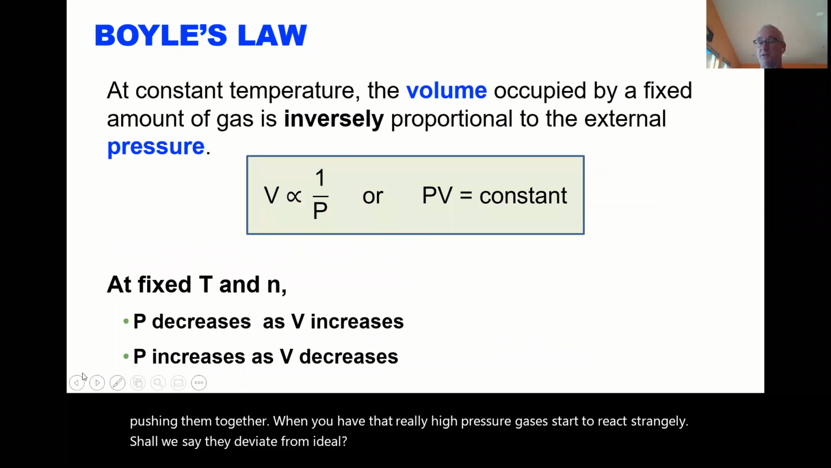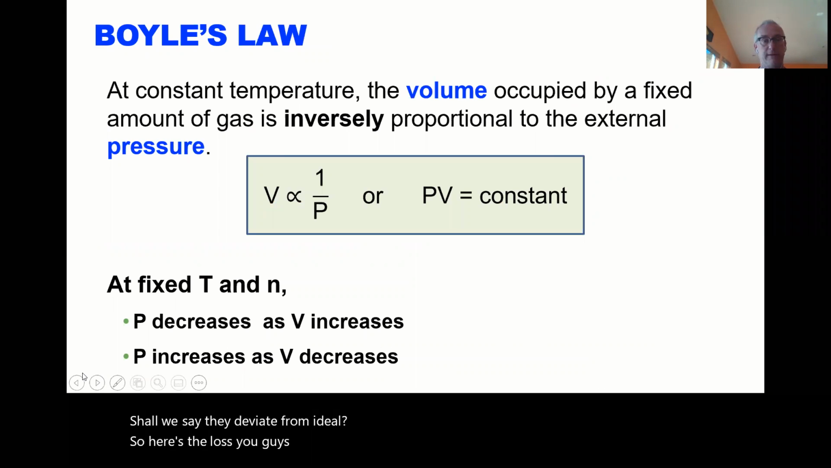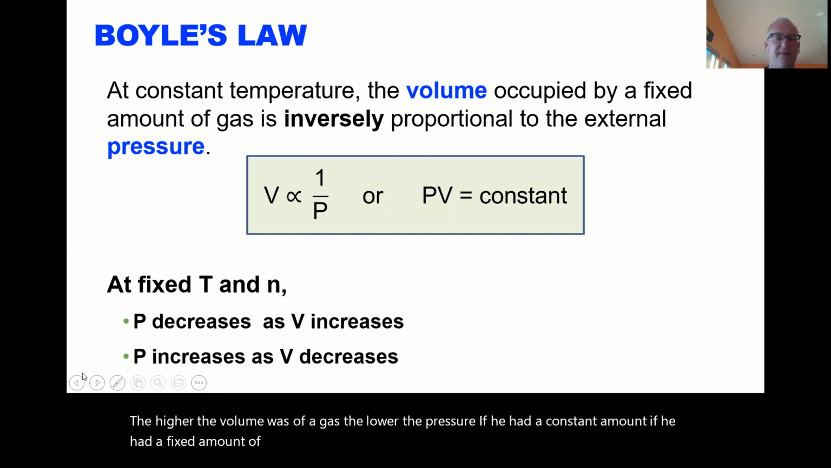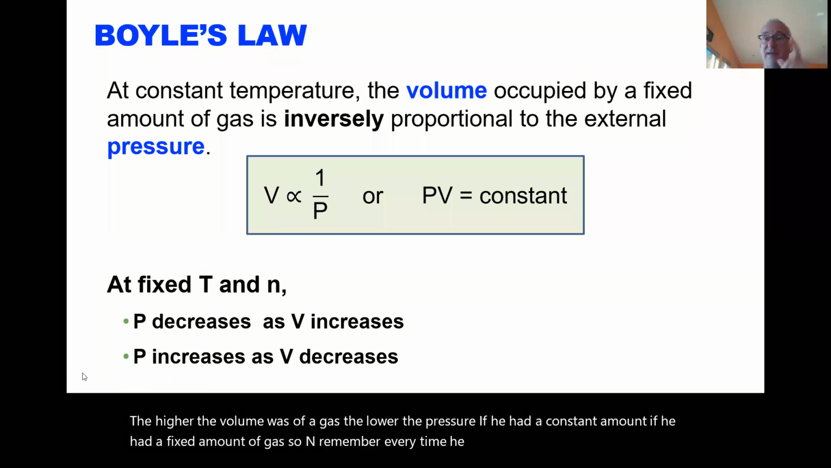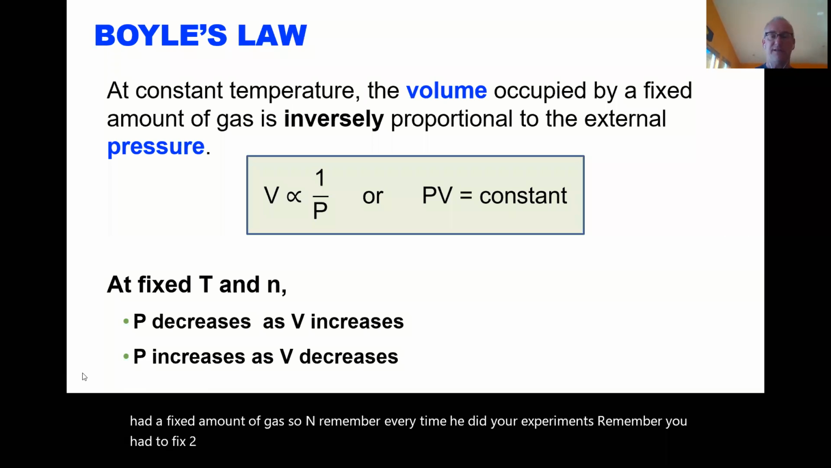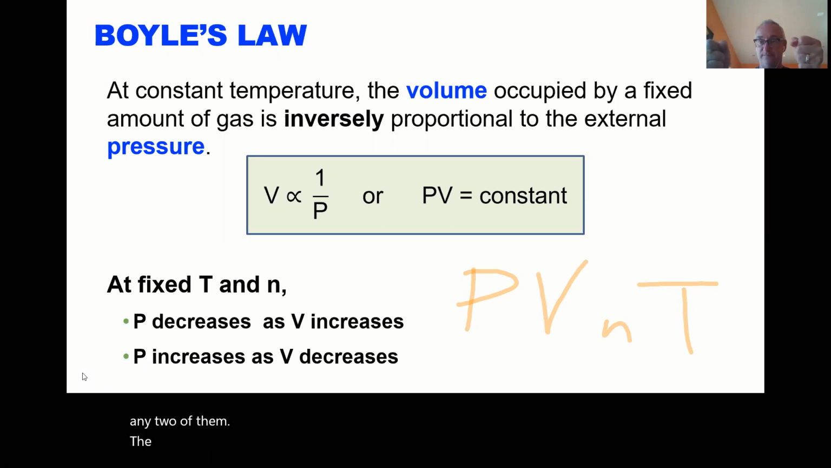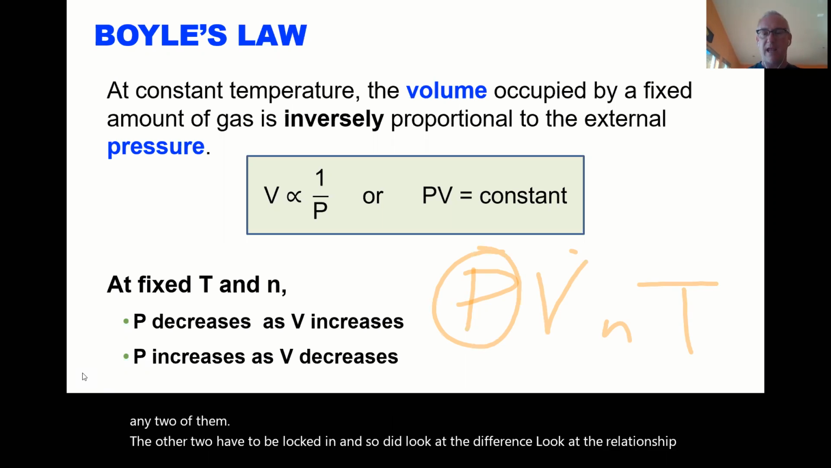So here are the laws you guys all figured out on your own. Boyle figured out that the higher the volume of a gas, the lower the pressure, if he had a fixed amount of gas, so N. Remember every time you did your experiments, you had to fix 2 things? In this particular instance, since we're dealing with pressure and volume, and the number of moles, and the temperature, if we want to figure out the relationship between any 2 of them, the other 2 have to be locked in. And so look at the relationship between pressure and volume.